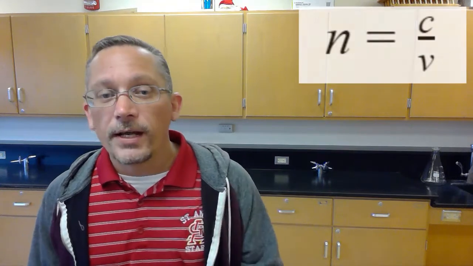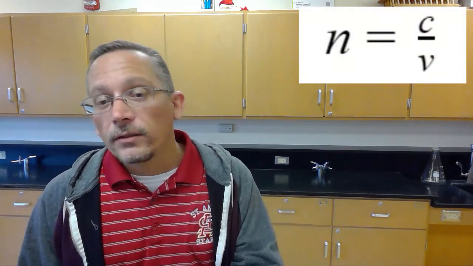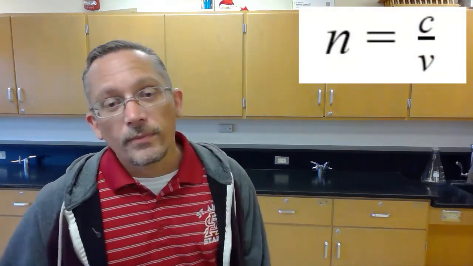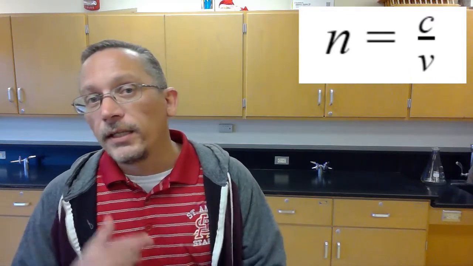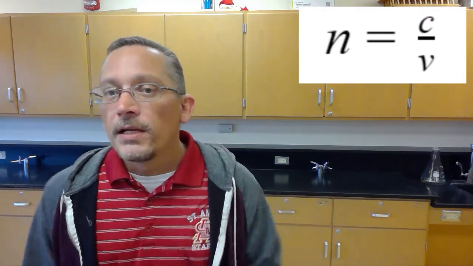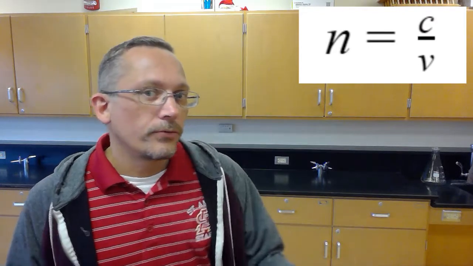When we talk about the index of refraction, we use a lowercase n. You can calculate it by taking the speed of light divided by the speed of light in that medium. So n equals c over v.